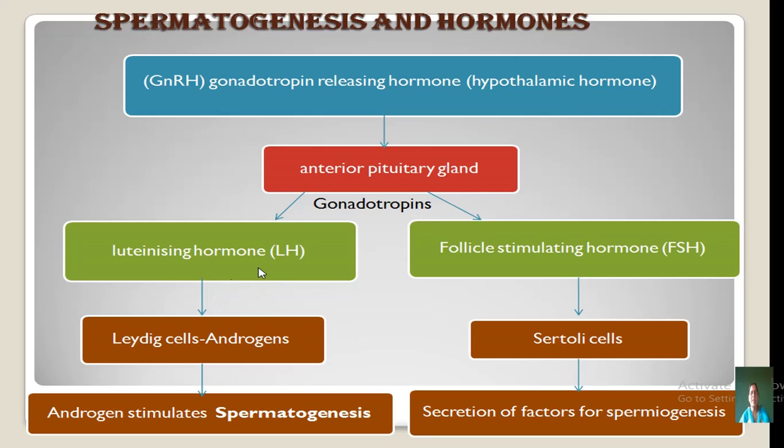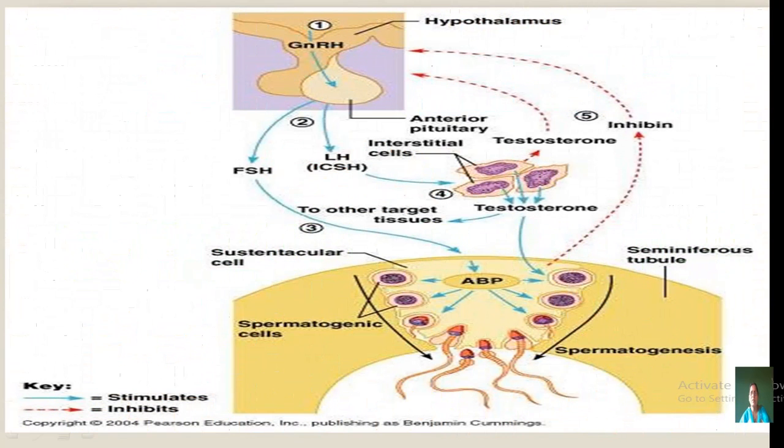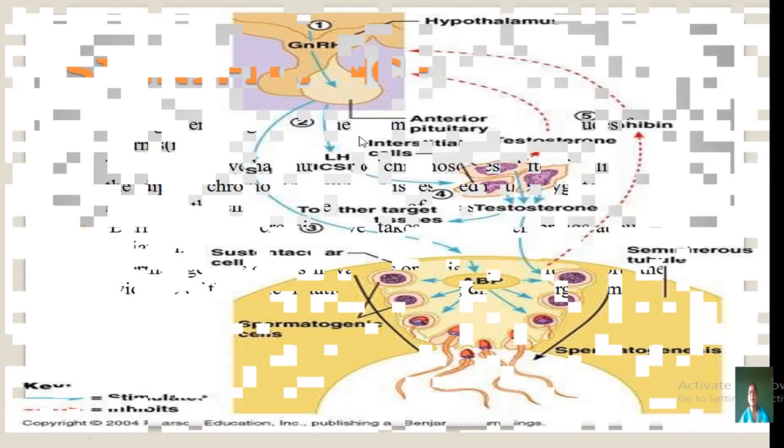Now LH stimulates Leydig cells to produce androgens, and FSH stimulates Sertoli cells to secrete the factors for spermiogenesis. So, this is the diagrammatic view of the hormonal control of spermatogenesis.